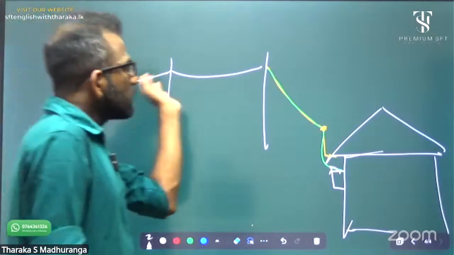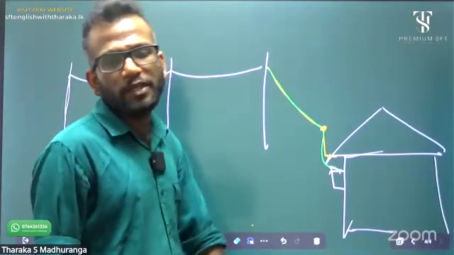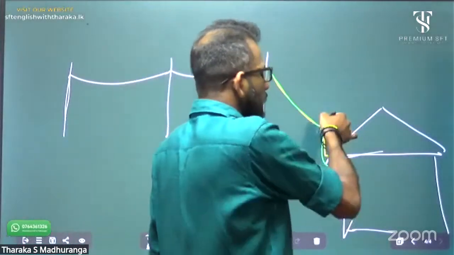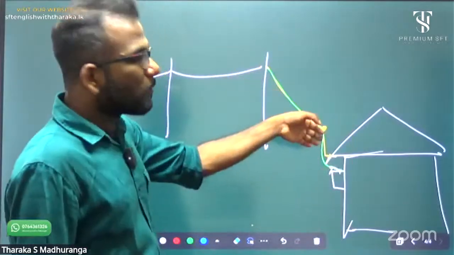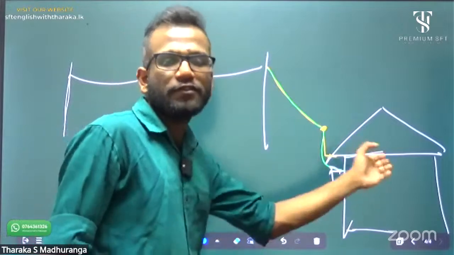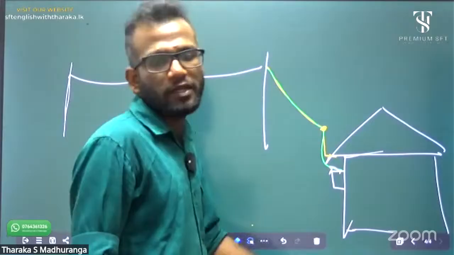Okay, now aluminium is used up to the meter board. It's an aluminium conductor. After the meter board, the electricity board only provides current up to this level. Then our wiring system starts. Our house wiring system starts from the meter board.